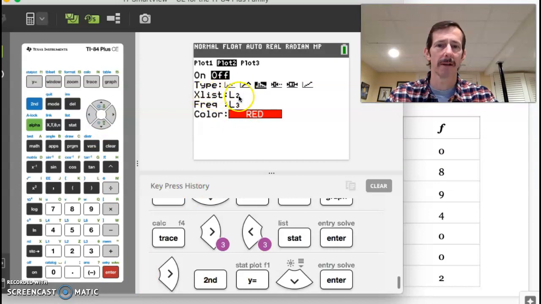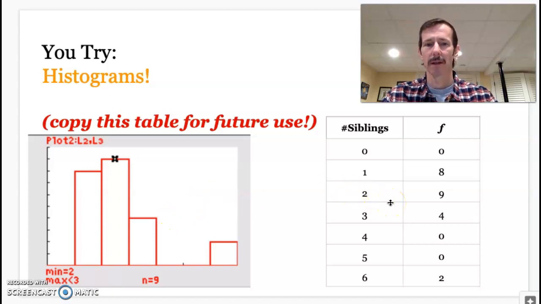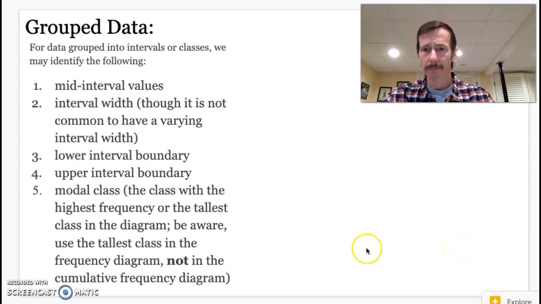The list of values is in list 2 and the frequency is in list 3, and then I would graph that. I should point out that this really should be a bar graph, not a histogram, because you can't have half of a sibling. So this is just using your data, which I thought you might find interesting, and including it with the calculator method. All right, so moving on.